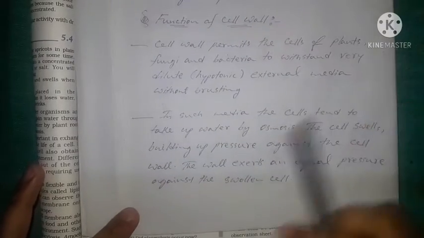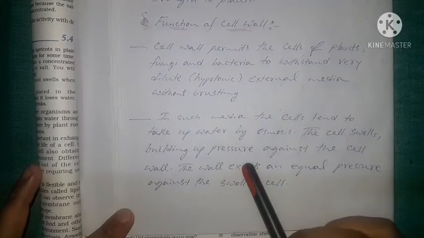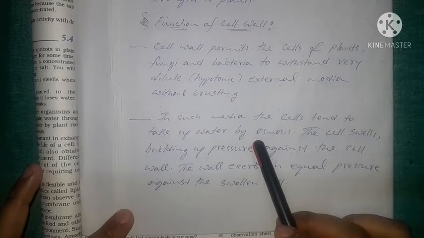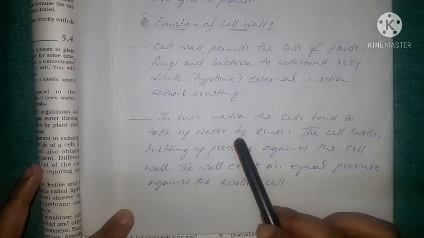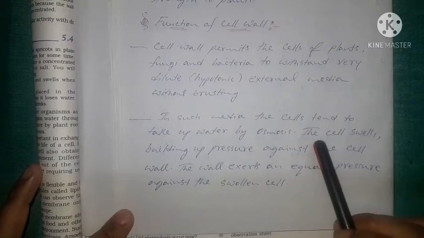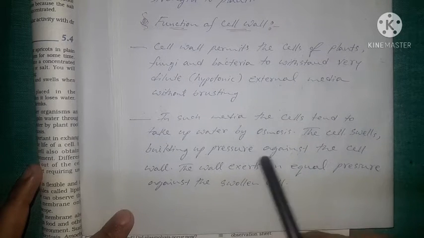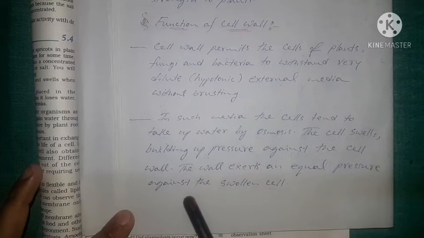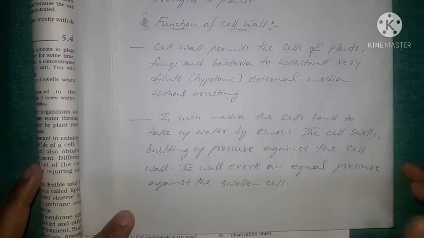So in such media, that means in hypotonic media, the cells tend to take up water by osmosis. As we have already discussed in the last class, in a hypotonic solution the cell swells due to osmosis. The cell swells, building up pressure against the cell wall. The cell wall exerts an equal pressure against the swollen cell, as we have already discussed.